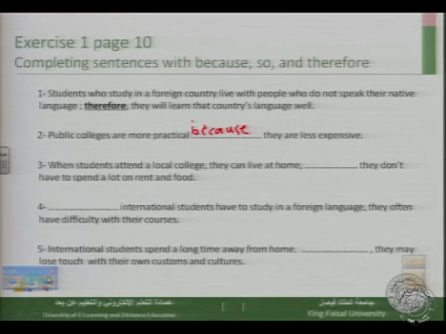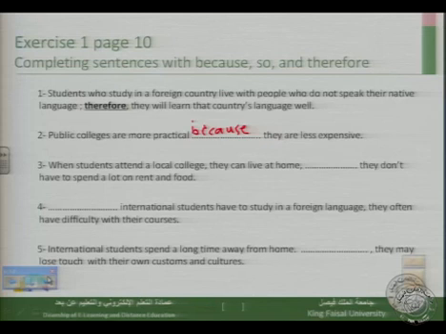In example number 3, we have: when students attend a local college, they can live at home, comma, blank. They don't have to spend a lot on rent and food. What do you think here? Is it a relation of cause and reason, or a relation of an effect and result? We read the sentence another time. When students attend a local college, they can live at home, comma. They don't have to spend a lot on rent and food. I think it's a relation of effect and result.